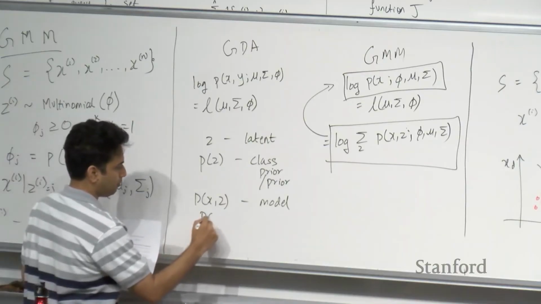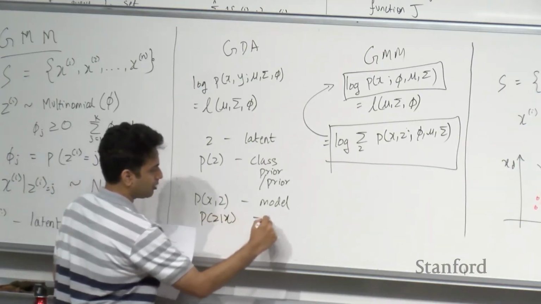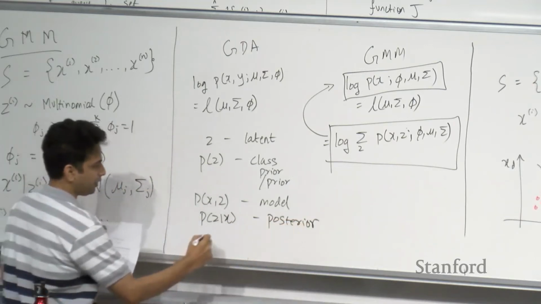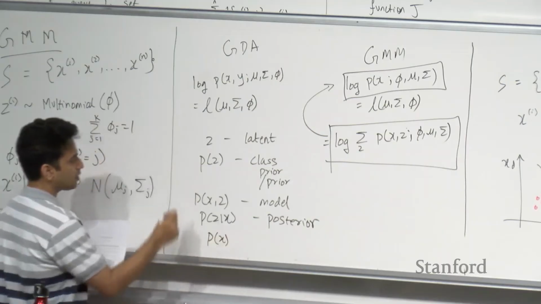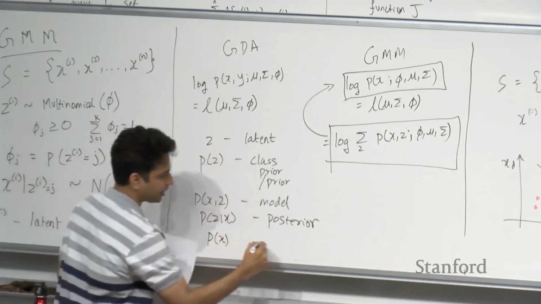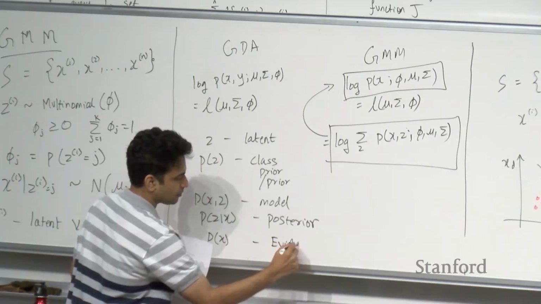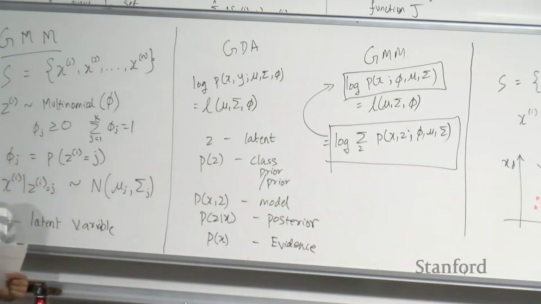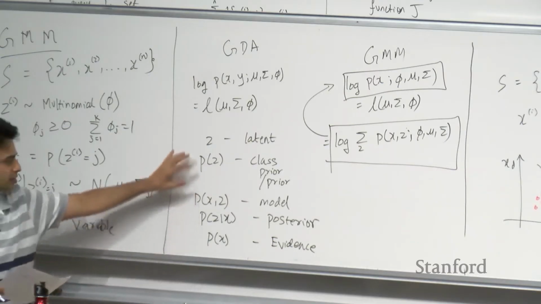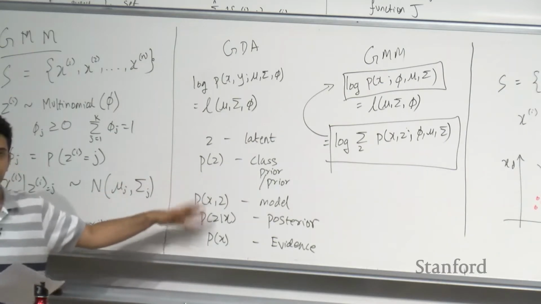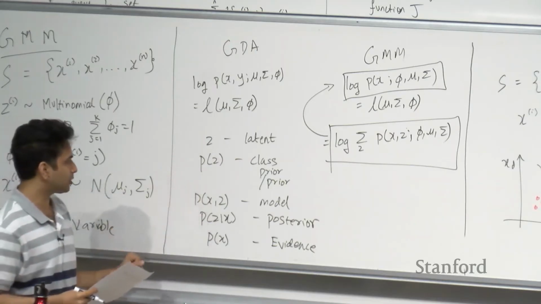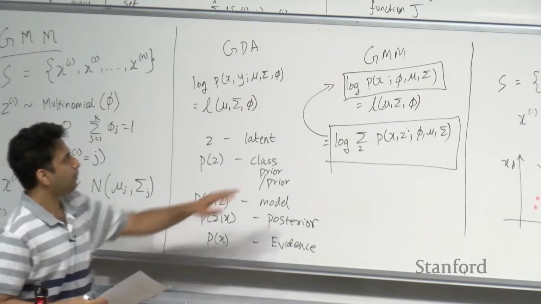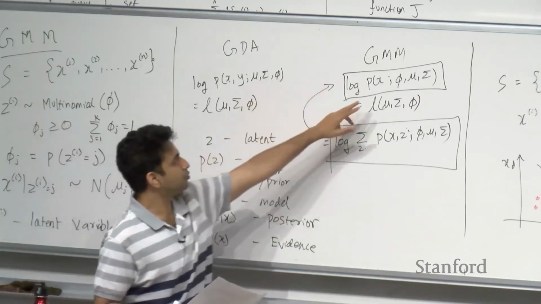And P of Z given x, we will call it the posterior. And finally P of x. P of Z is called the prior, and P of x will be called the evidence. Evidence because x is what we observe, that's the evidence based on which we are performing inference. This is just terminology, and this terminology is pretty standard and used in many papers, many books. So our goal is to maximize the likelihood using the evidence.